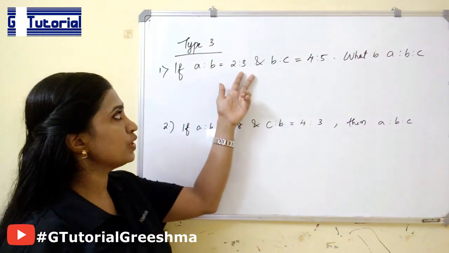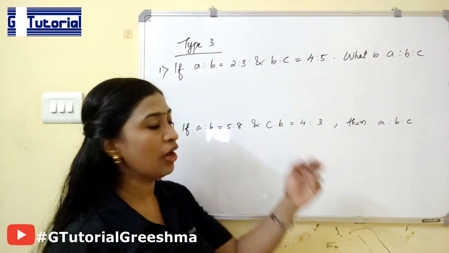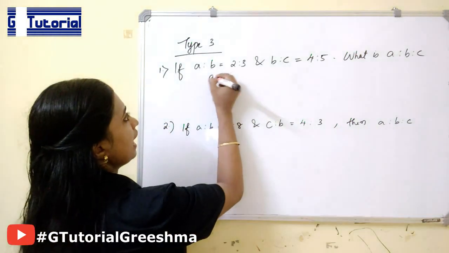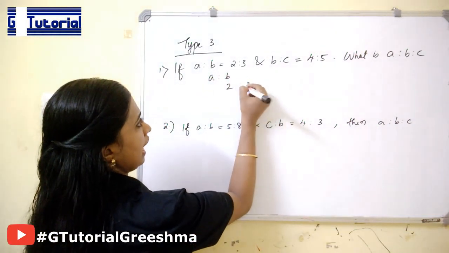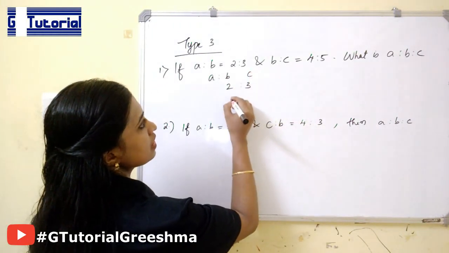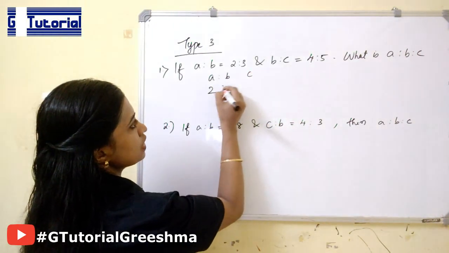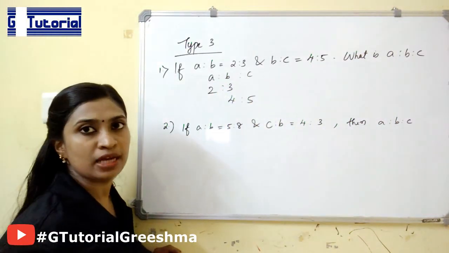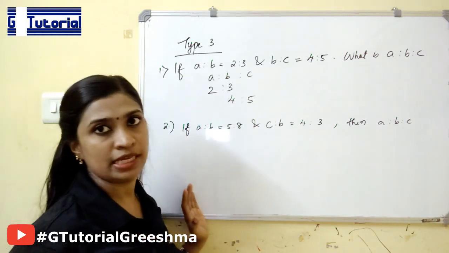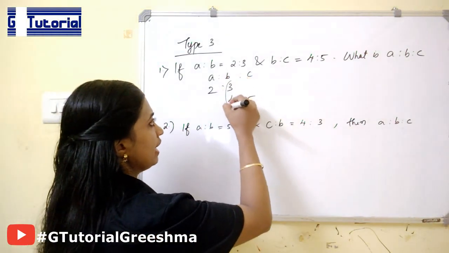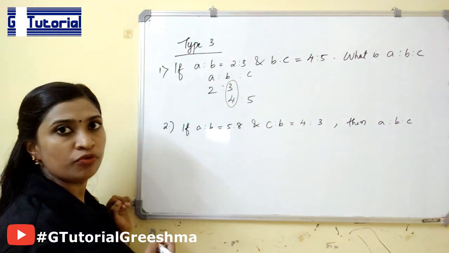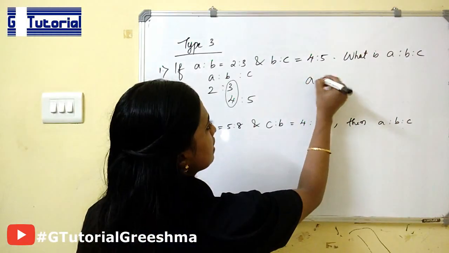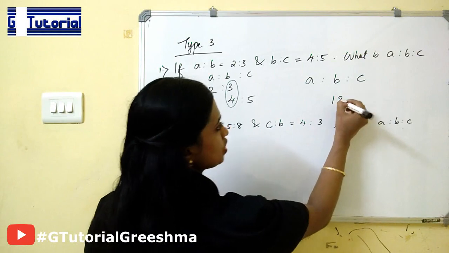If a is to b is 2 is to 3 and b is to c is 4 is to 5, you have to find the combined ratio a is to b is to c. So here a is to b is given, which is 2 is to 3, and b is to c is given, which is 4 is to 5. You are asked to find what is the combined ratio of a, b and c. What you have to do? You have to take the LCM over here. So the LCM of 3 and 4 is 12. So a is to b is to c is 12.